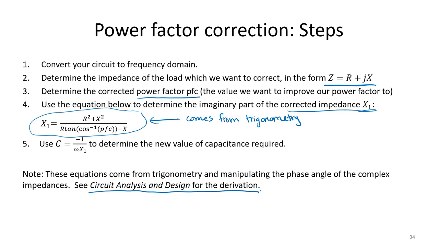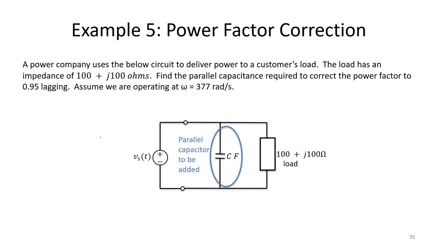Finally, notice what we can do in the last part of the question. If we know this x1 term, then we know the impedance of a capacitor is 1 over j omega c, so we can figure out what capacitance we need in order to produce that desired impedance. So let's go ahead and do an example showing this recipe in action. It's actually a fairly straightforward process.